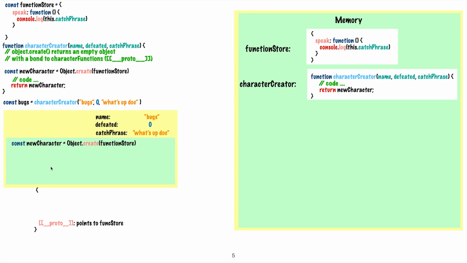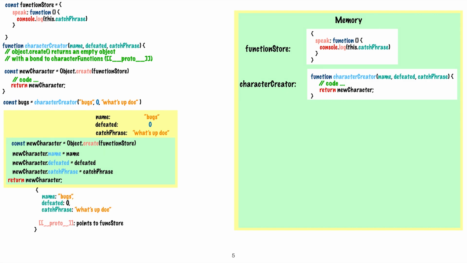And then finally, we'll just go ahead and add those three properties to our new object, right? Name, defeated, and catchphrase. And once we hit the return keyword, we're going to return this new character, or we're going to return this object that we just created using object.create and store it in our variable, or const, bugs. And this is what it will look like, right? So somewhere in memory, we have this bugs object that looks something like this. And so once we return out of the function, this execution context is garbage collected.